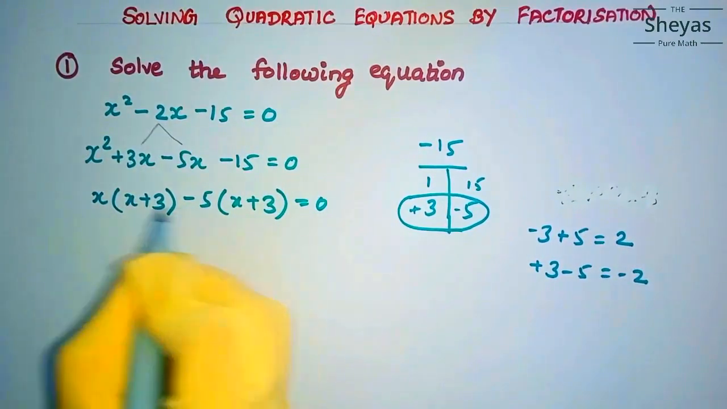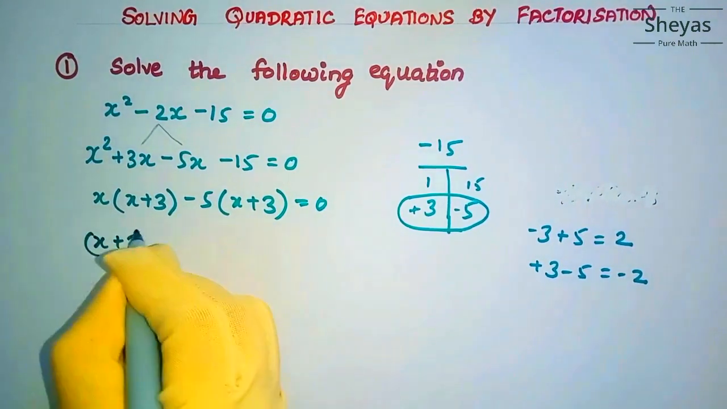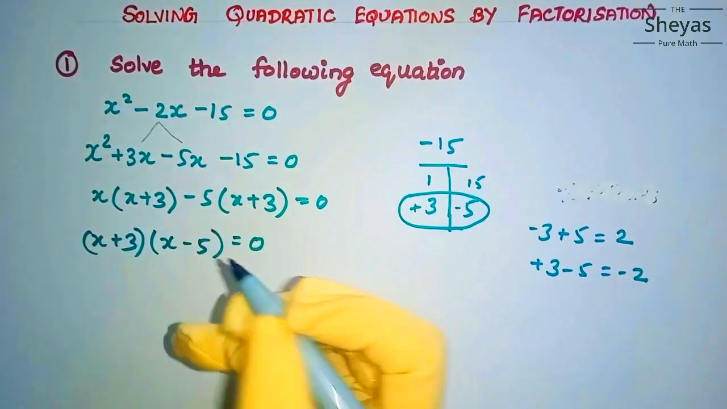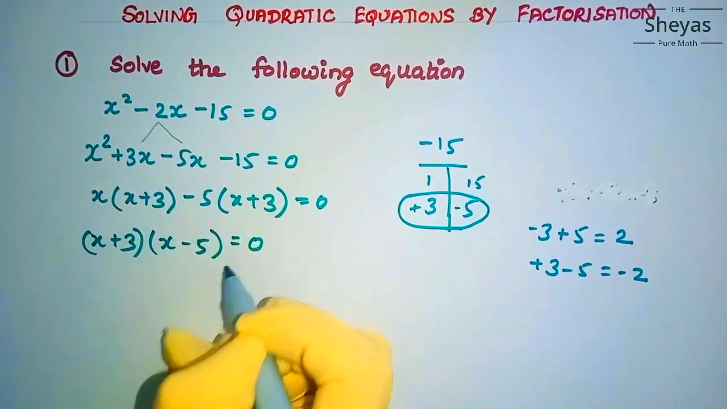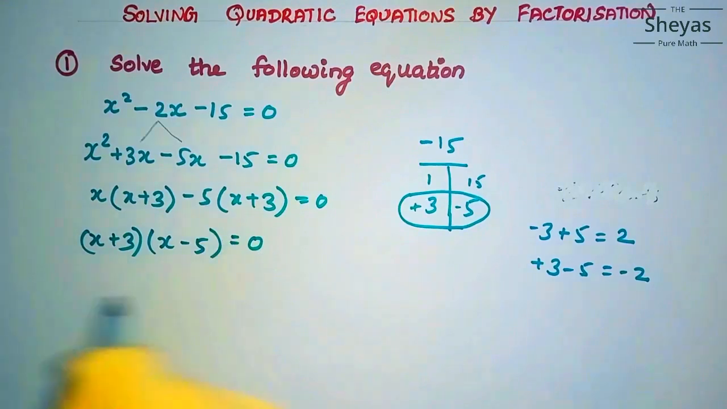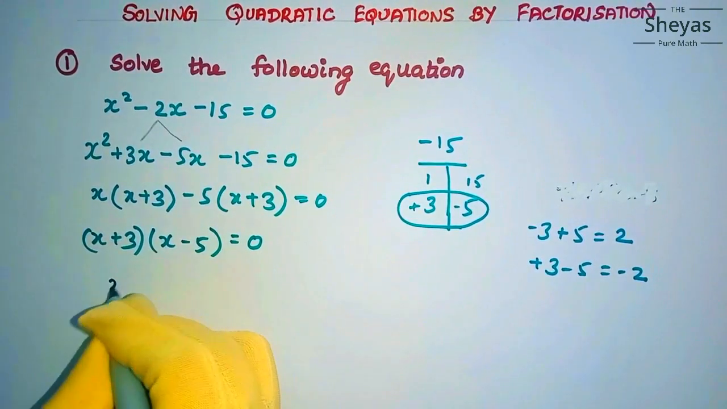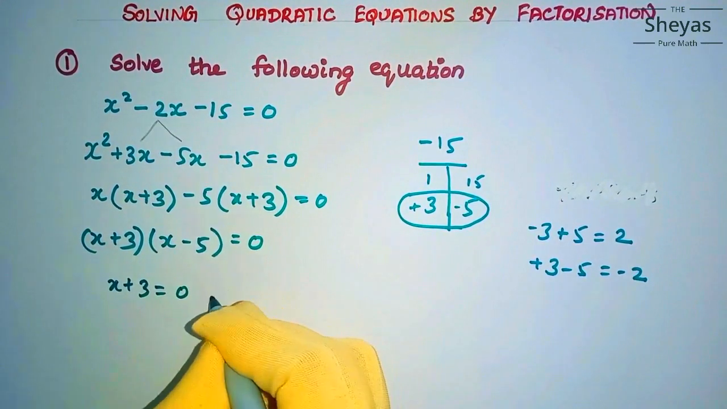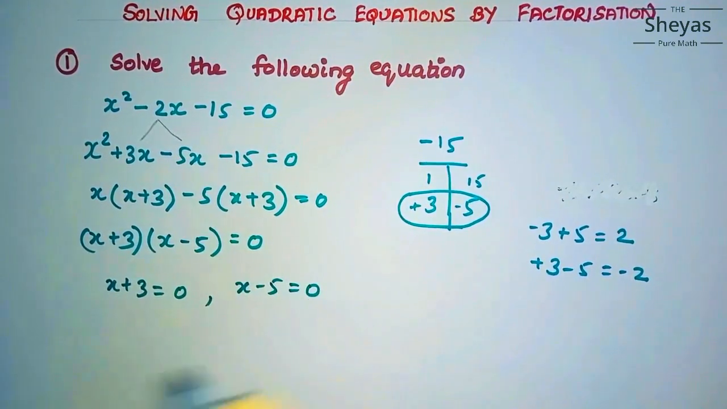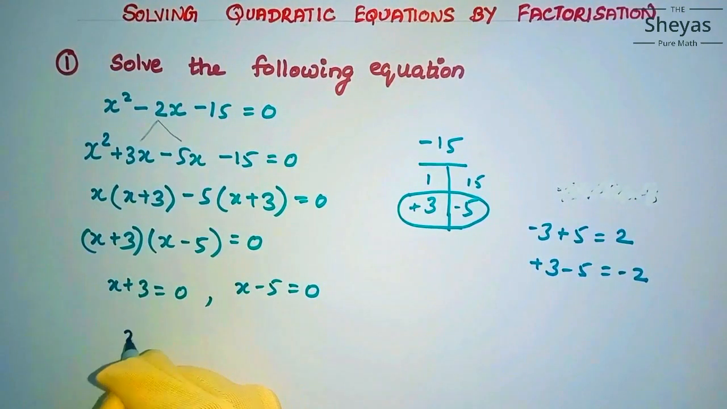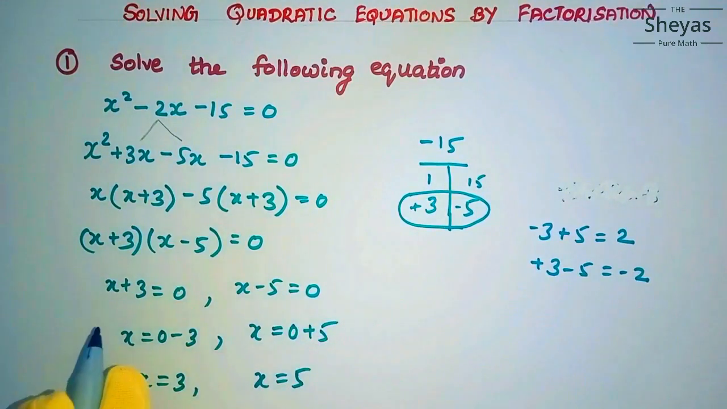From this I can take x plus 3 as common. So x plus 3 I have taken common, and x plus 3 I have taken outside, so remaining x minus 5 I have written as such, is equal to 0. Now x plus 3 is equal to 0 or x minus 5 is equal to 0. So now x plus 3 is equal to 0, x is equal to 0 minus 3, and here x minus 5 is equal to 0, x is equal to 0 plus 5, x is equal to 5. So these are the required solutions.